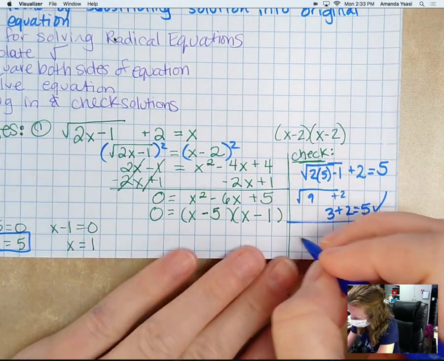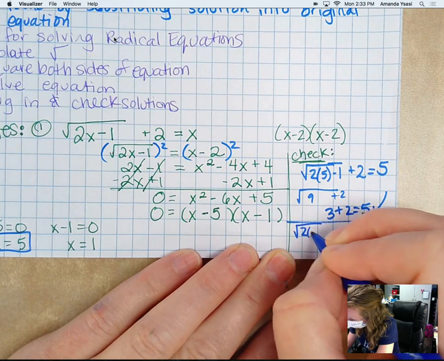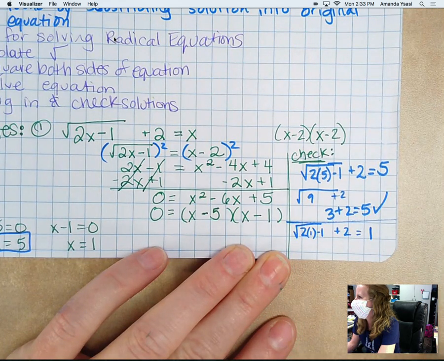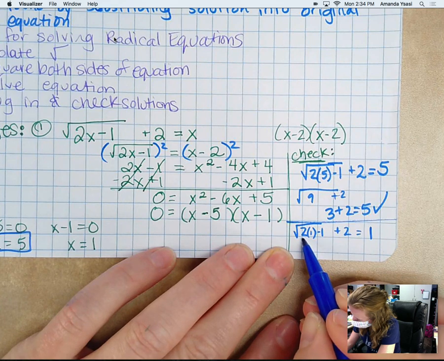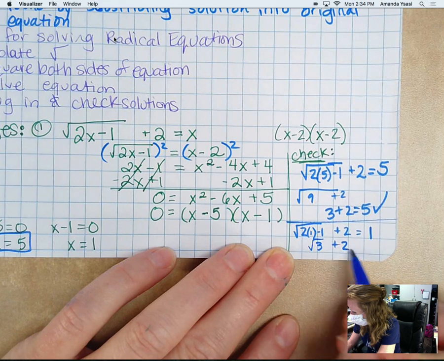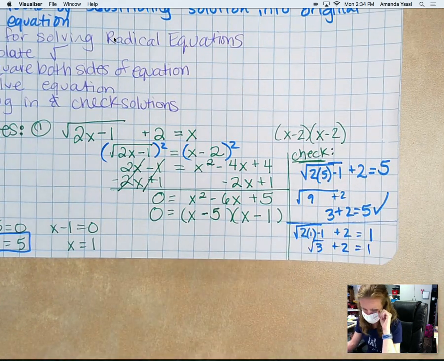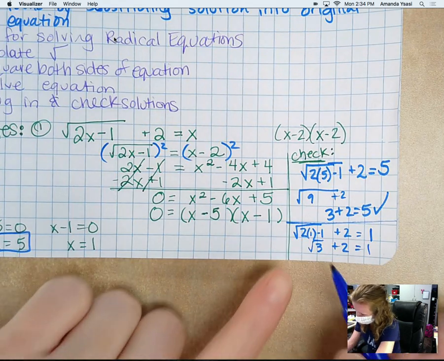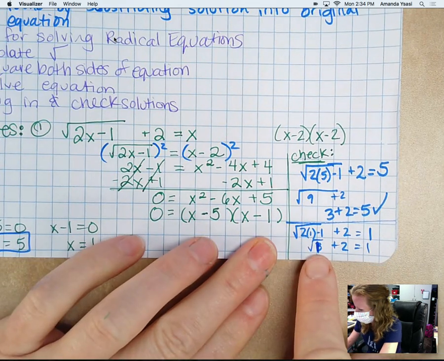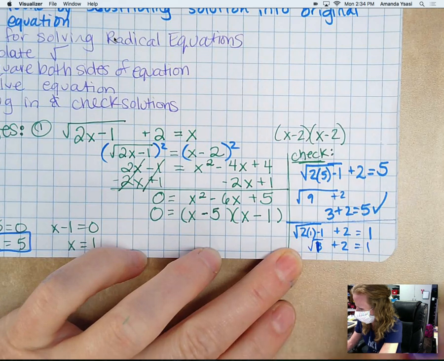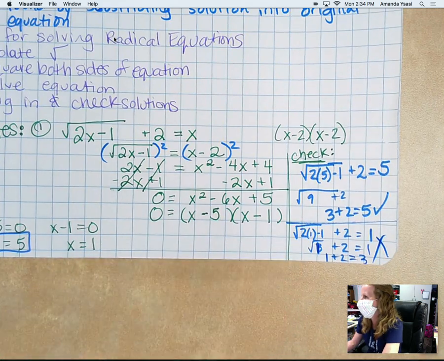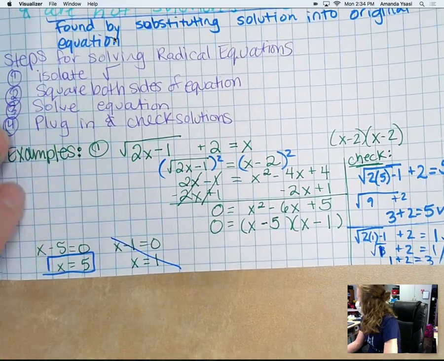Let's try 1. Square root of 2 times 1 minus 1, plus 2, equals 1. So that'd be 2 minus 1, which is 1. Square root of 1 is 1. 1 plus 2 is 3. So that is not right. So this is an extraneous solution.